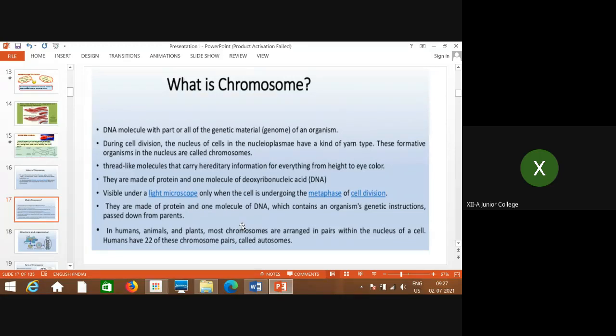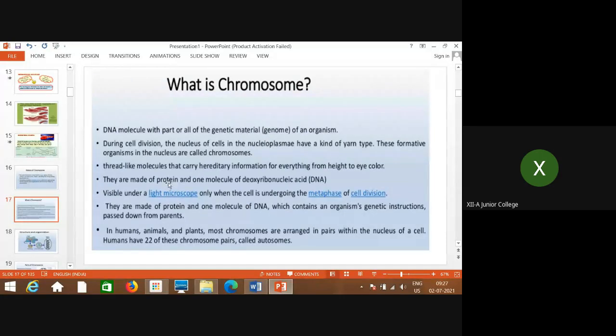These formative organisms in the nucleus are called chromosomes. Thread-like molecules that carry hereditary information for everything from height to eye color. They are made up of protein and one molecule of deoxyribonucleic acid.